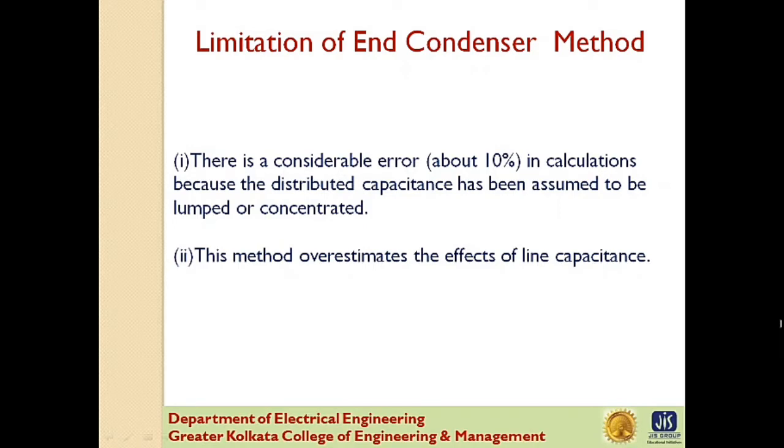Now, although the condenser method for the solution of medium transmission lines is simple to work out in calculation, it has some drawbacks. First, there is a considerable error in calculation because the distributed capacitance has been assumed to be lumped or concentrated. And second, this method overestimates the effects of line capacitance.